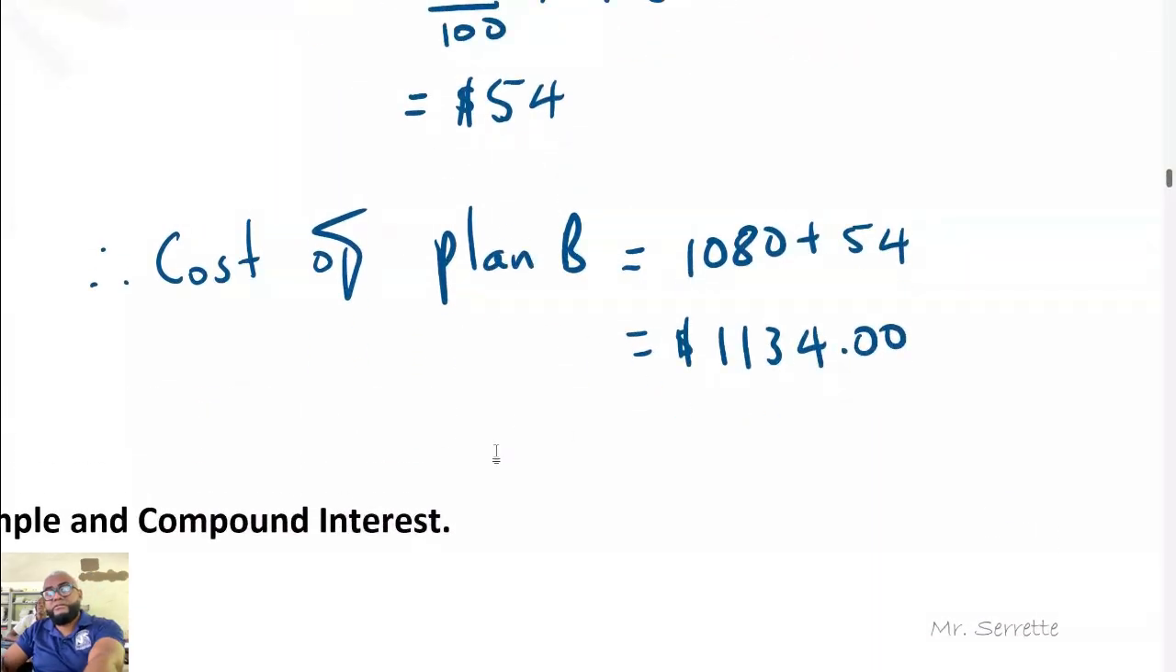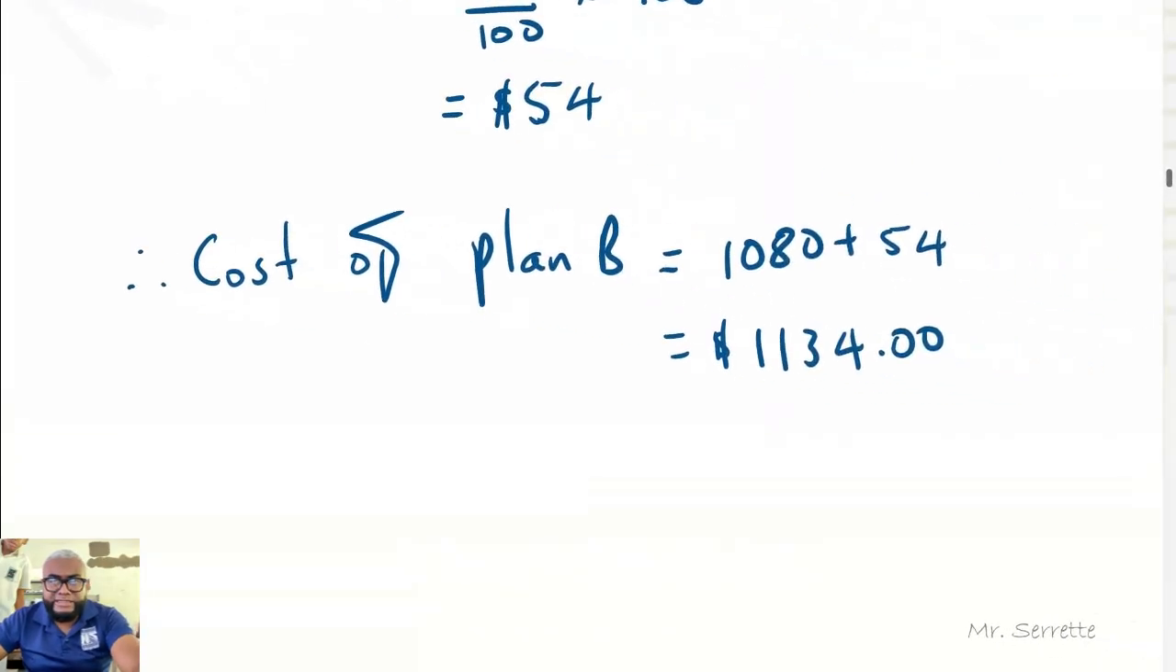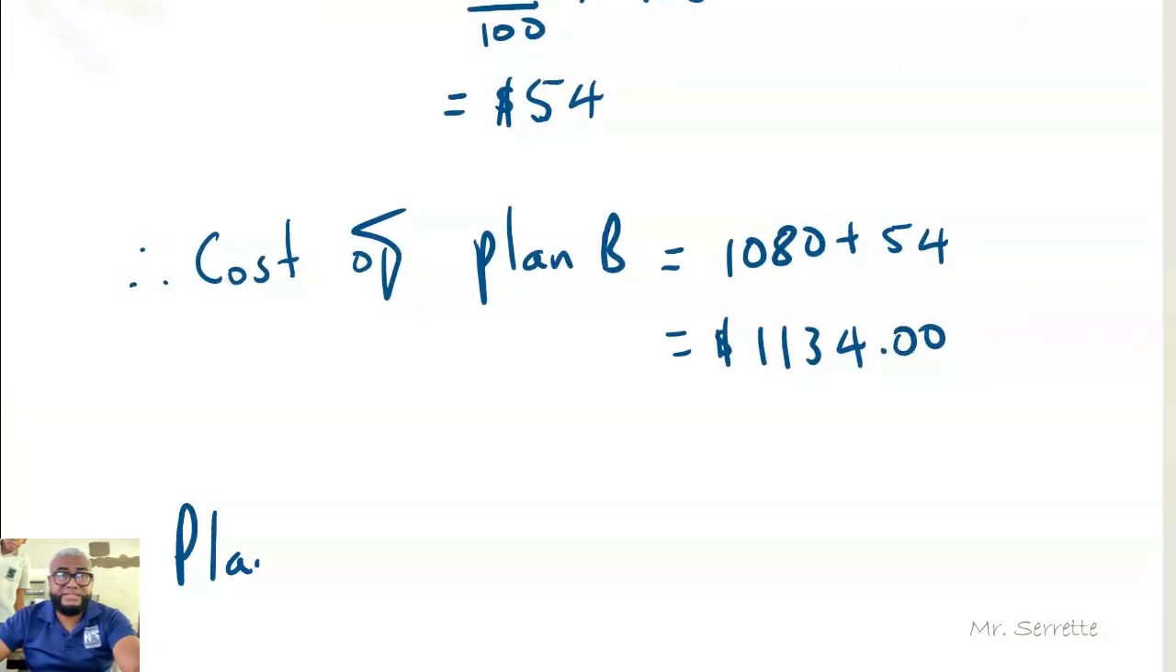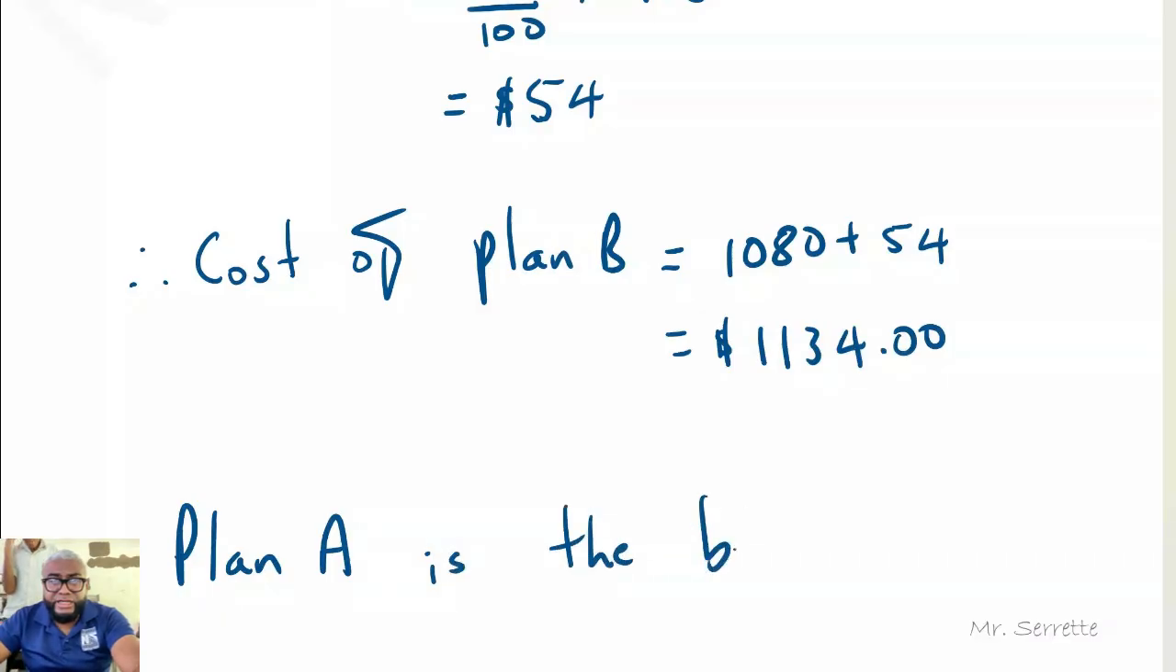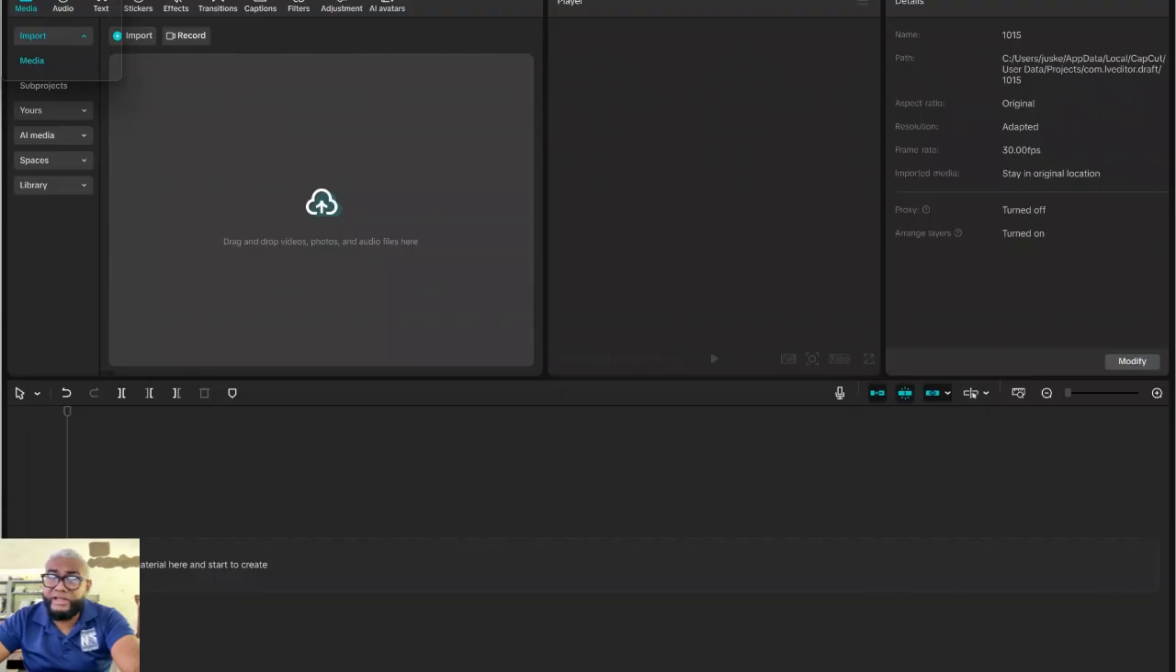Okay, guys, Plan B was the better deal because Plan B is actually 1,134 and Plan A is 1,150, not the other way around, right? So let's make that correction. So let me move this.